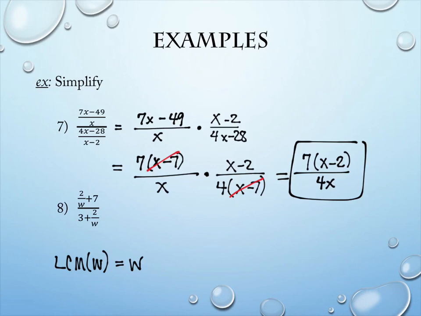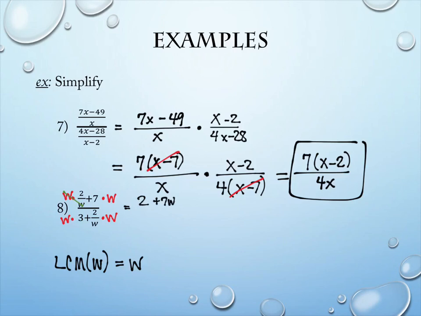So what does that mean in terms of my problem? Well, it means that instead of multiplying by 20 on all the pieces, like I did in those other two examples, I just multiply by w on all the pieces. The first one, when I multiply w by 2 over w, what happens to the w's? Yeah, they just cancel out. And I'm left with 2. The next piece, it's just 7 times w, or 7w.